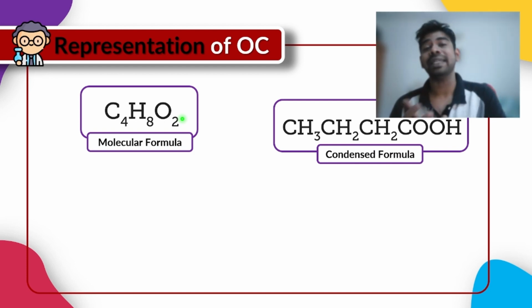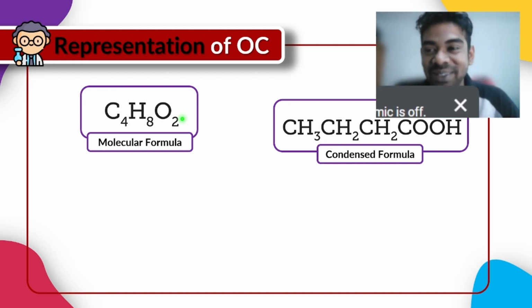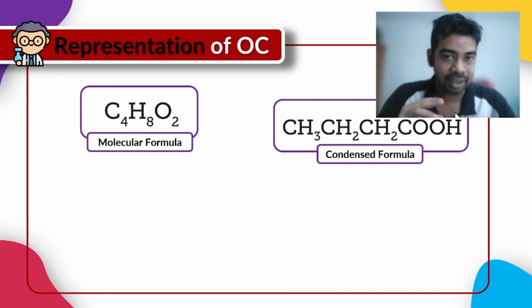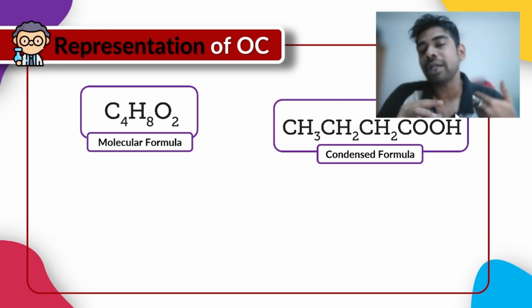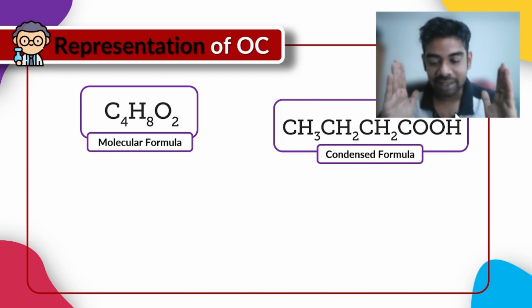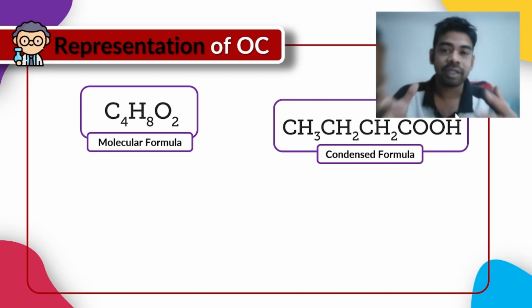Hence, we move on to the condensed formula, which you will be much more familiar with if you are in grade 10, 11, or 12. From this you have a proper idea of how the atoms are arranged, and you can easily understand what the arrangement looks like and how we are going to take it up for the reaction.